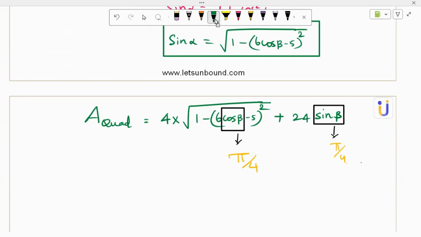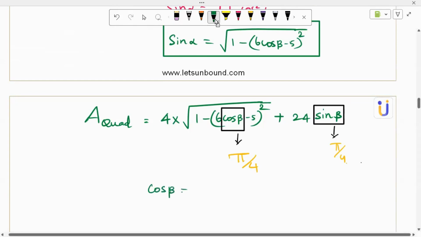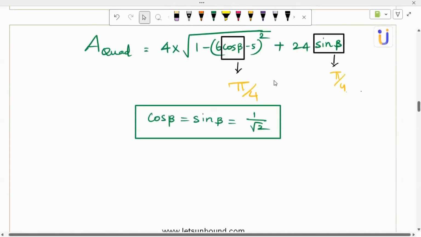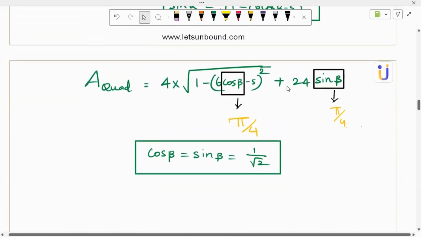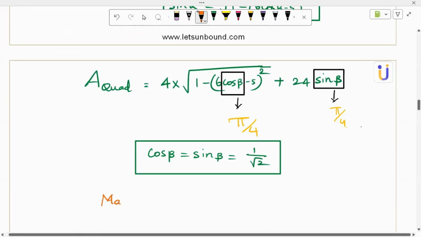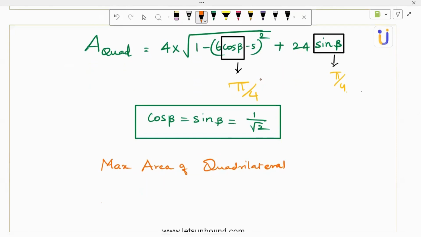So cos beta equals sine beta equals 1 by root 2. This will not be available in the formula booklet. We need to memorize it. Right, so this is the maximum possible. And we can replace cos beta and sine beta with 1 by root 2. So the maximum area of the quadrilateral, let's substitute it.